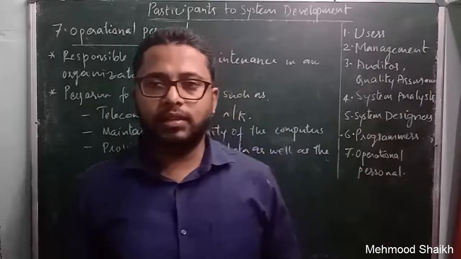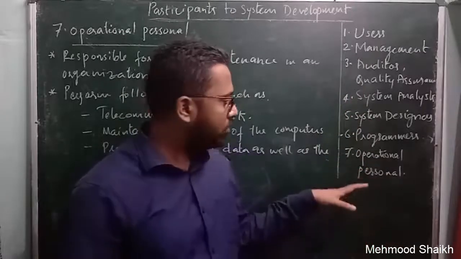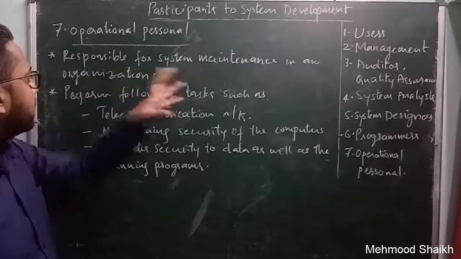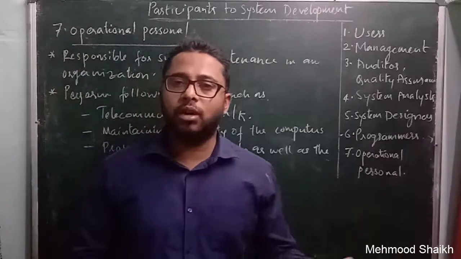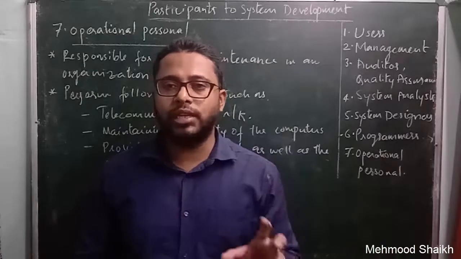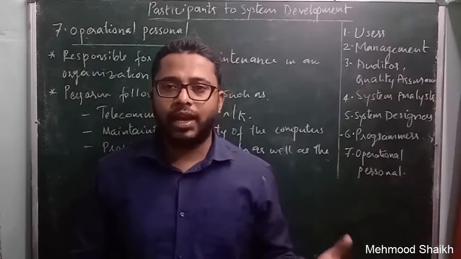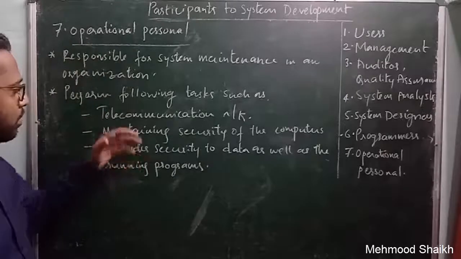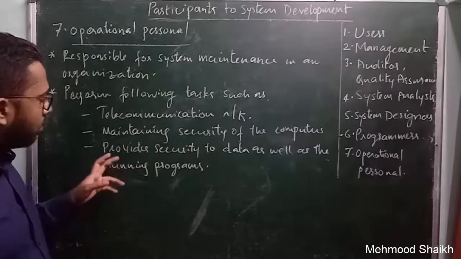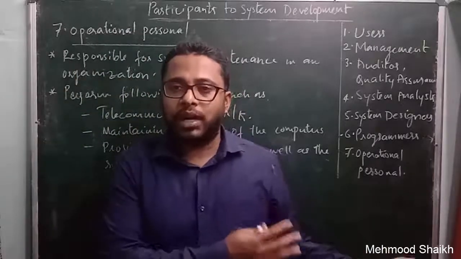Now we will see the last and final participant who takes part in the system development, and that one is the operational personnel. Their responsibility is system maintenance in an organization. It may be a single person or a team in an organization, whose responsibility is to maintain the systems, provide maintenance service and perform various tasks in terms of system maintenance, such as the telecommunication network, maintaining the security of the computers, and providing security to data as well as the running programs inside the system. And this is also one of the participants in system development.